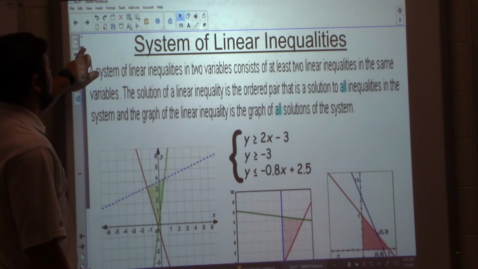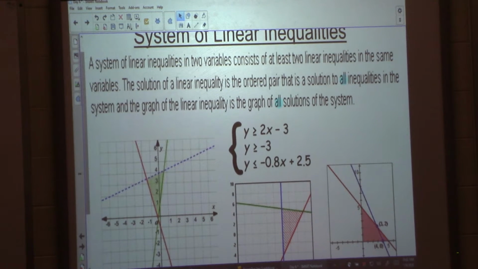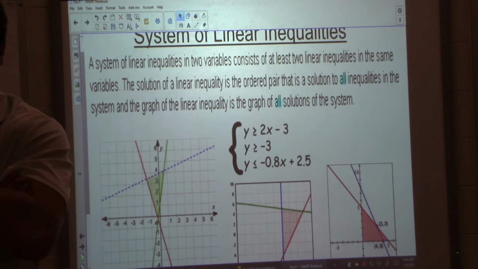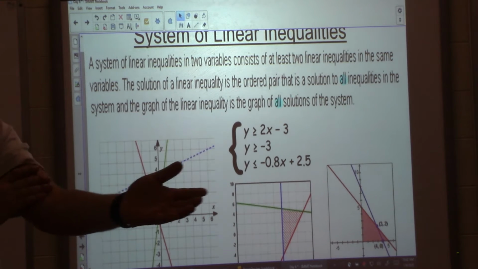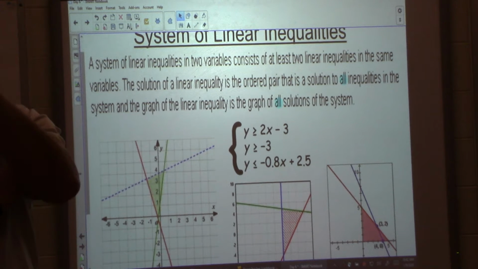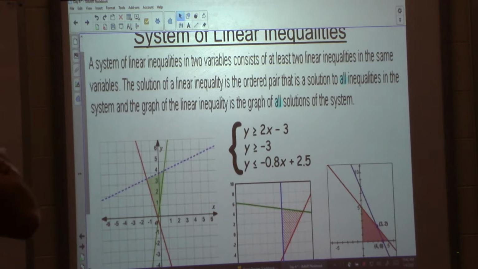So, a system of linear inequalities in two variables consists of at least two inequalities in the same variables. The solution of a system of linear inequalities is an ordered pair that is a solution to all inequalities in the system. Which means it needs to satisfy every single inequality at once, right? When we did a system of equations, we've been doing this whole unit, they need to satisfy all of our equations at once. A solution for a system of inequalities needs to satisfy all of the inequalities at once.